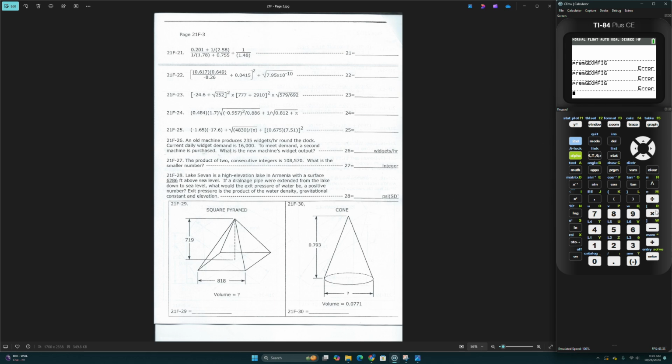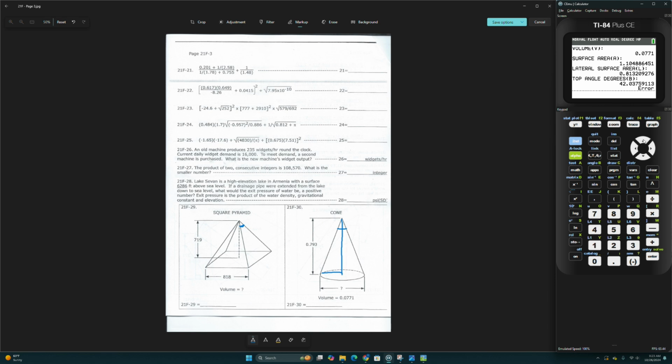All right. And then cone, you have the height and you have the volume. So it's 0.793, and you're also given 0.0771 is the volume. Okay, now it'll figure it out for you. That's the diameter right there. So pretty easy. And now this also gives you the top angle in degrees.